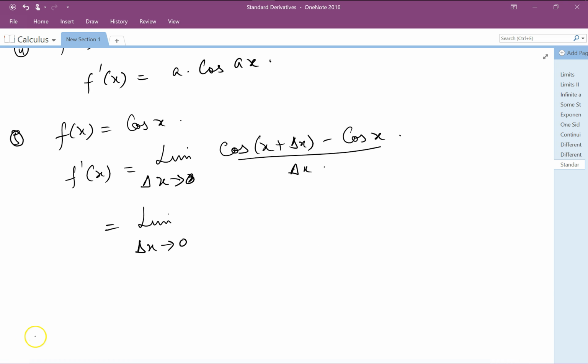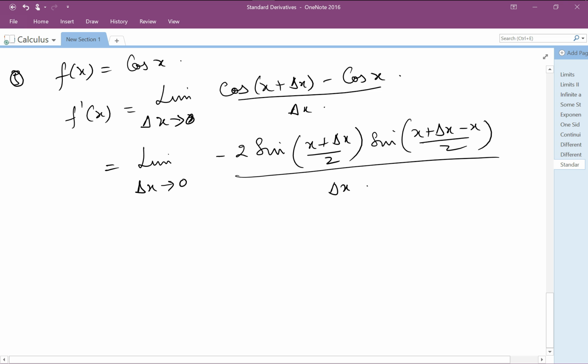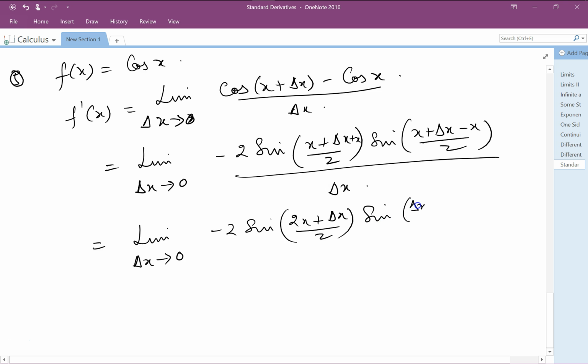So cos A minus cos B would be what? Minus 2 sin((x plus delta x plus x)/2) sin((x plus delta x minus x)/2). If you don't know the identities, you are stuck. So limit as delta x approaches 0 of minus 2 sin(2x plus delta x by 2) sin(delta x by 2) by delta x. Now this 2 we can take it down.